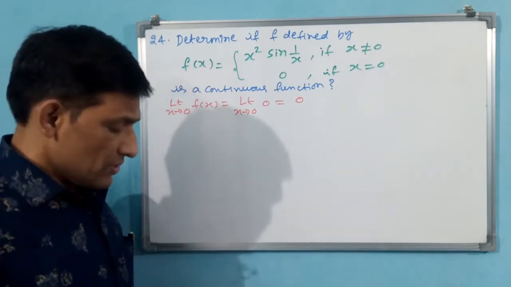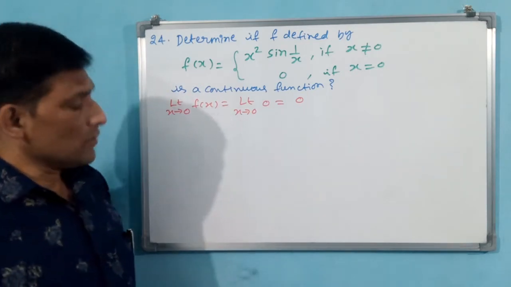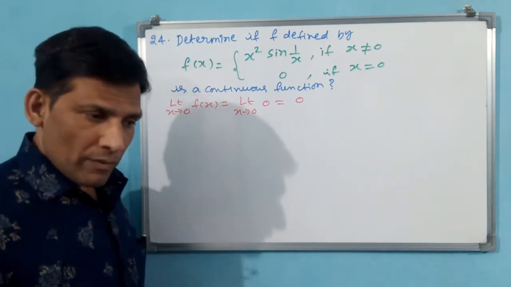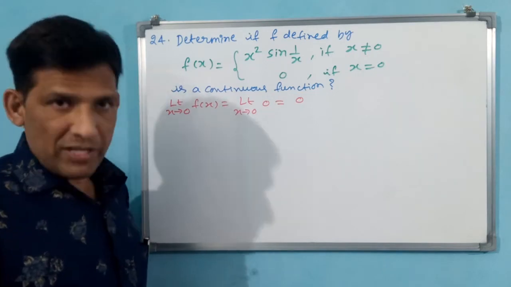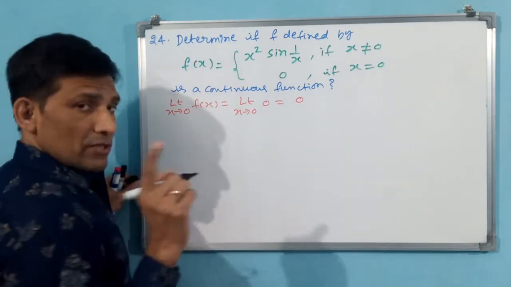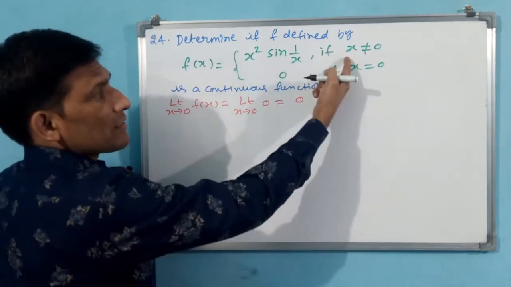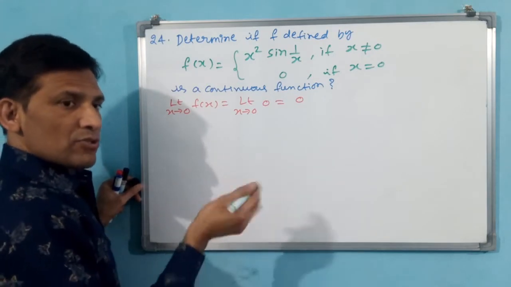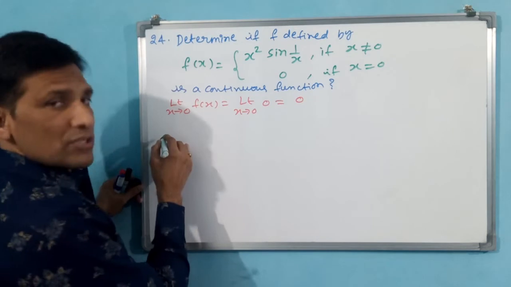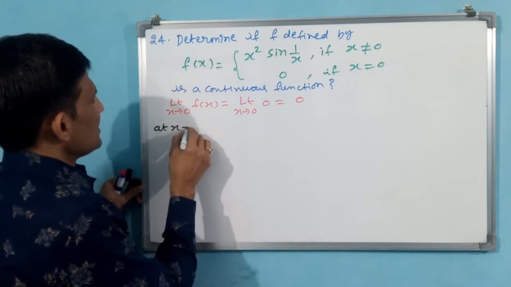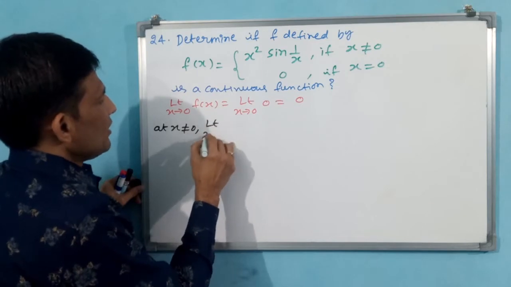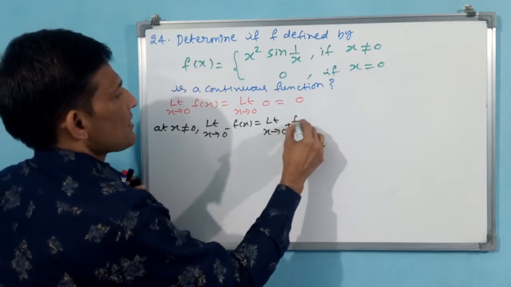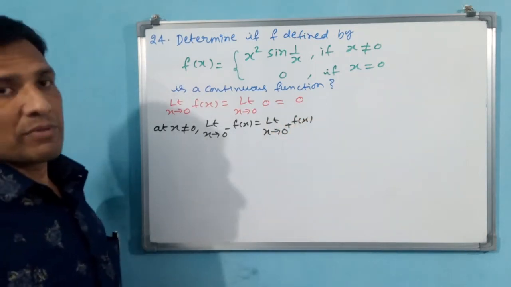See how I am proceeding to prove the continuity of this function. I am going to approach it with the sandwich theorem. Now, left hand limit and right hand limit are both equal. At x not equal to 0, the left hand limit and right hand limit are both equal. See what I am writing: at x not equal to 0, limit x tends to 0 minus f of x is equal to limit x tends to 0 plus f of x. Is it correct or not? First you tell me. Definitely correct.